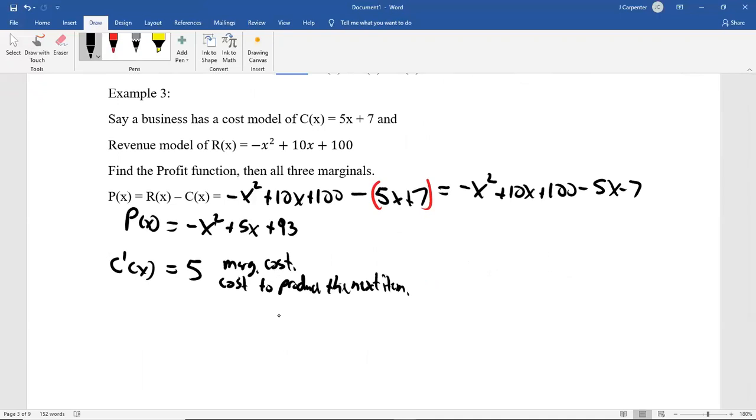For our revenue, R prime of X, it's an ugly R, but it's an R. Taking the derivative of negative X squared gives us negative 2X. The derivative of 10x is a plus 10, because it's a linear term, so we just drop the x. And then the derivative of 100 is 0. So this is the marginal revenue.